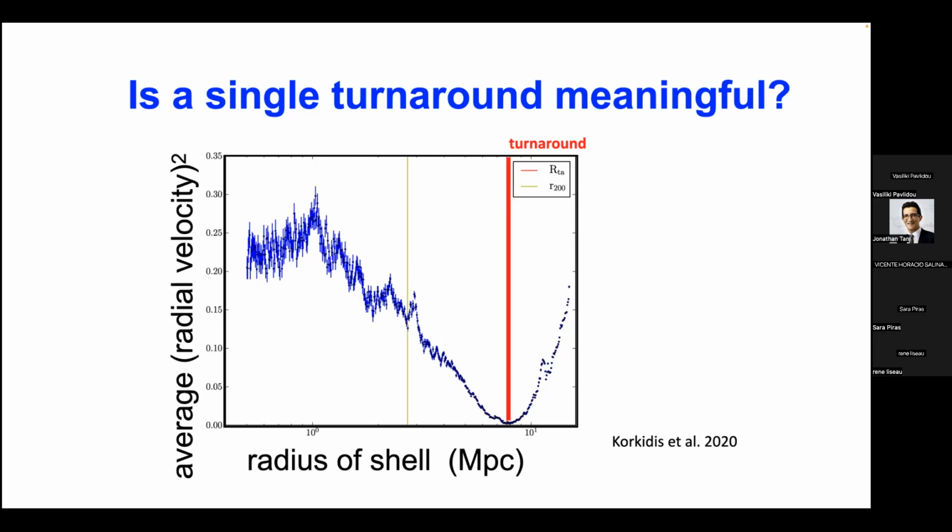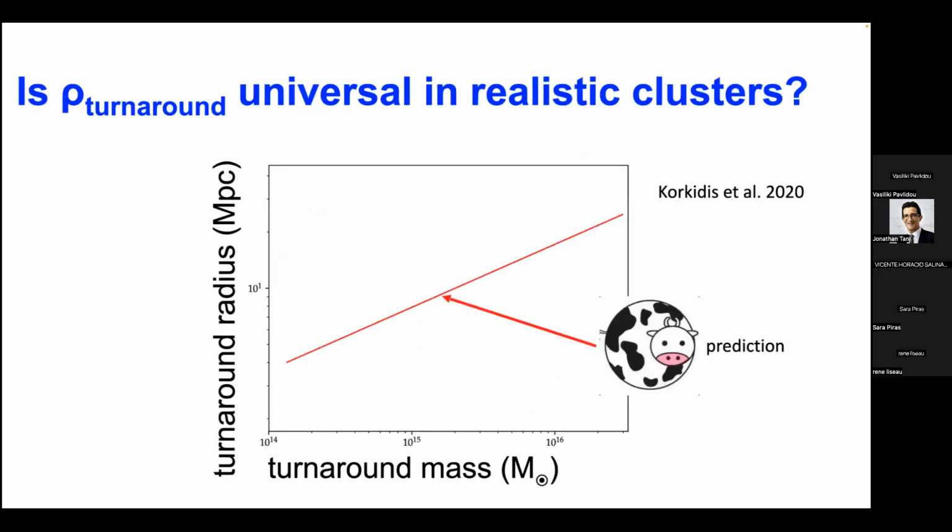All right, so the real question though, all this is good. It means a turnaround shell exists. The real question is, is rho turnaround universal in realistic clusters?